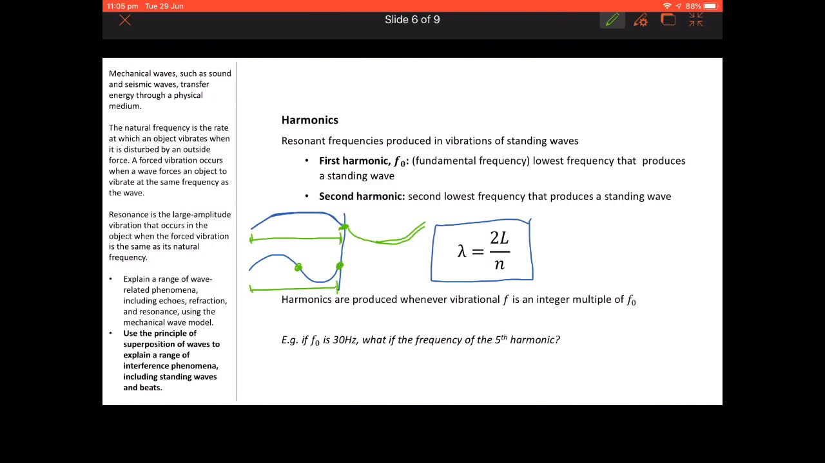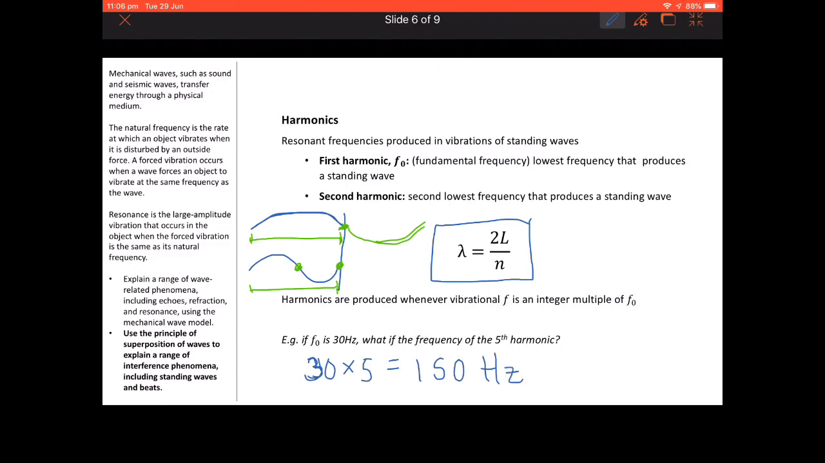Harmonics are produced whenever a vibrational frequency is an integer multiple of the fundamental frequency. So if you've got a fundamental frequency of 30 Hz, what is the frequency of the fifth harmonic? You'll just be multiplying 30 Hz by 5, so the frequency of the fifth harmonic will be 150 Hz.